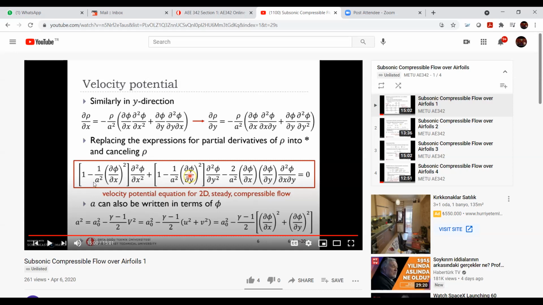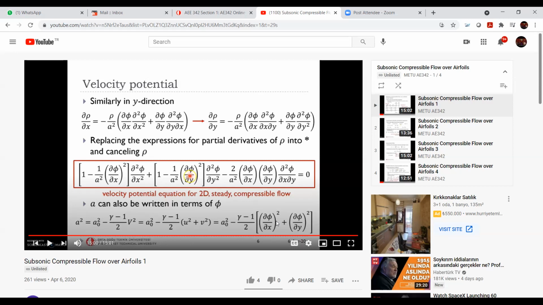So if you replace A square here with the expression below, you will end up with an expression that is only going to be a function of velocity potential, which is nice because I will have only one variable. But it is, as you will see, maybe in the next video we will see more, but you see that it becomes quite a complicated and nonlinear equation, okay?